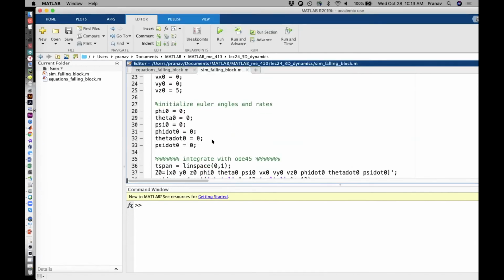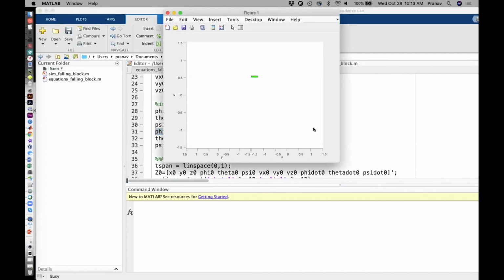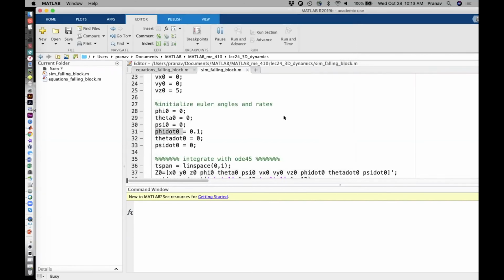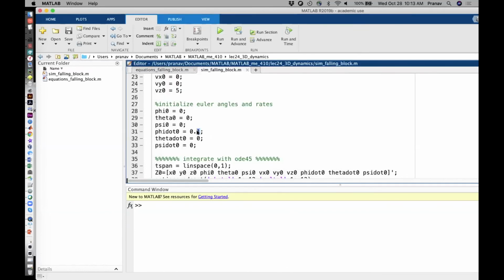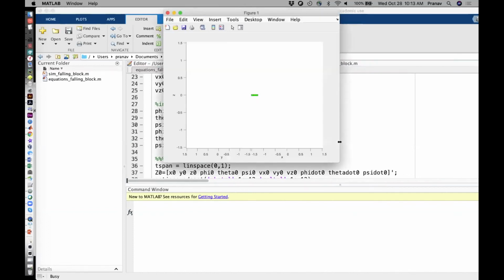Now, if I spin it a little bit by some angle, or put a spin along the x-axis, then I would see some spinning, but in this case, it looks like it's barely visible. So I'm going to ramp it up a little bit, 2.5, or maybe 1. Yeah, it did spin. So you can see that the orientation did change. So that was spinning about the x-axis.